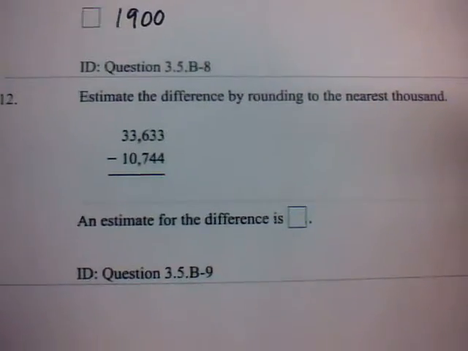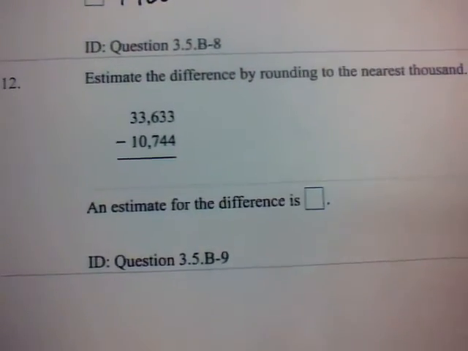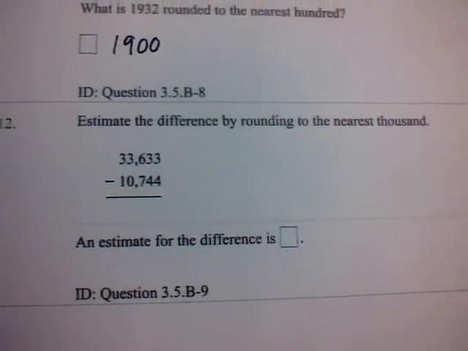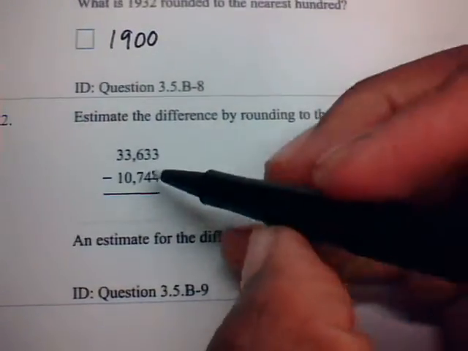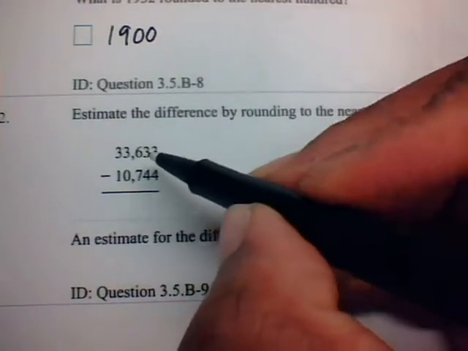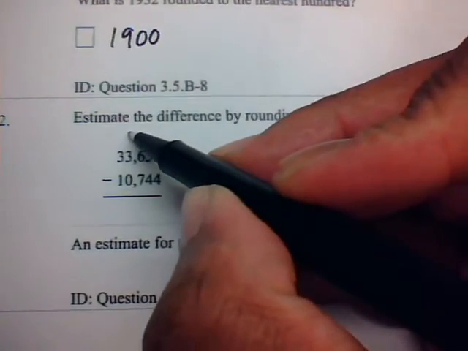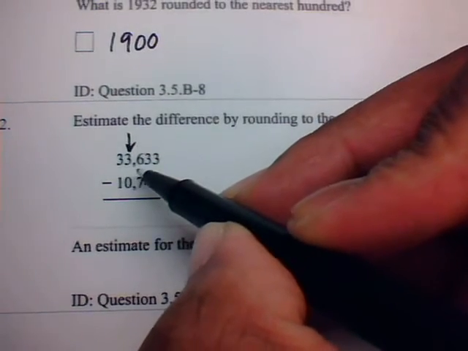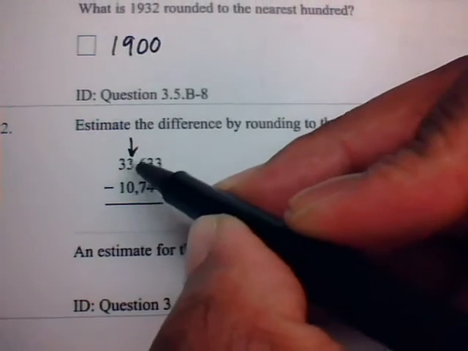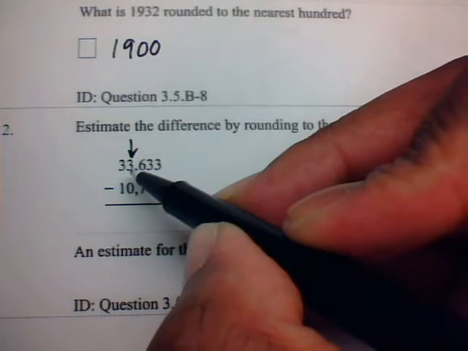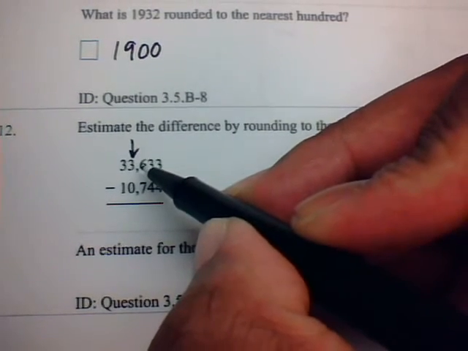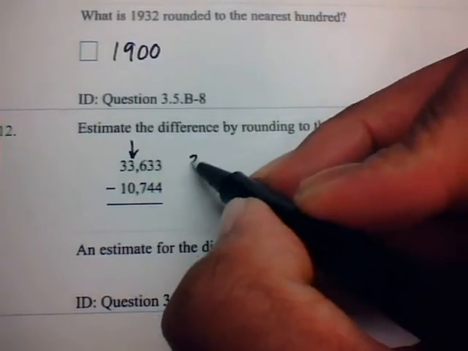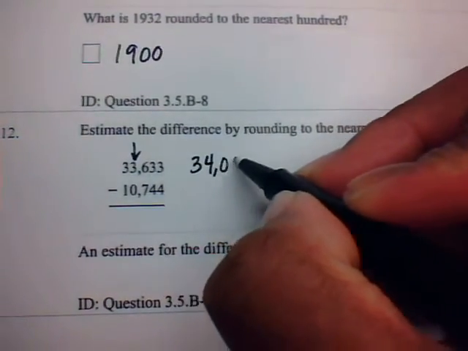And finally, number 12 is to estimate the difference by rounding to the nearest thousand. In this case here, 33,633 minus 10,774. Let's find the digit in the thousands place. For 33,633, the second 3 is in the thousands place. Next to it is a 6. The 6 is bigger than 5, so we'll increase that to 34,000.